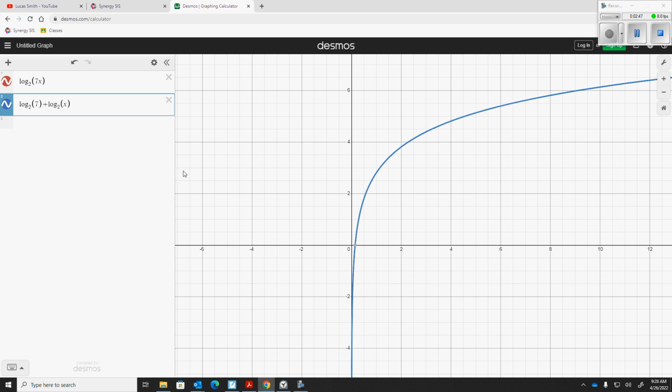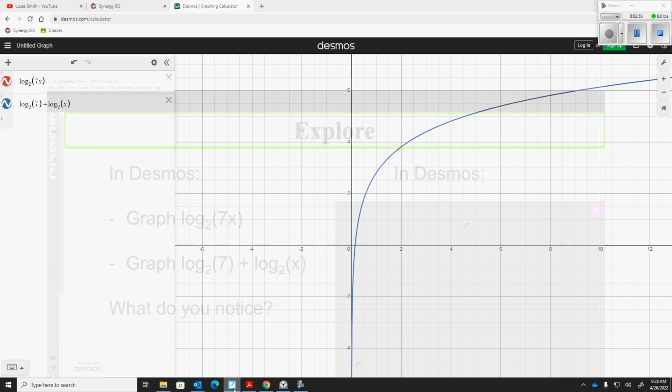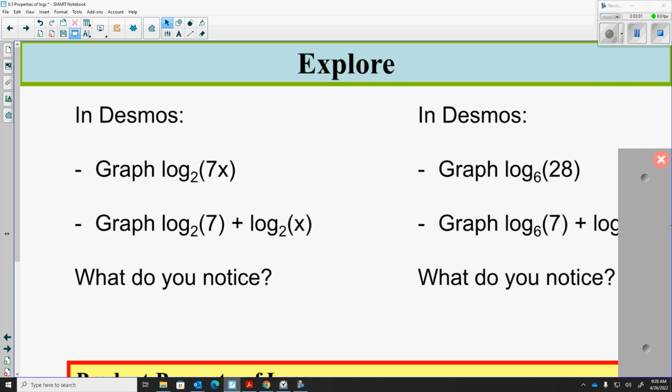So that means this thing and this thing are in fact the same thing. They're the same graph, okay? And that's kind of what we're getting after today. Guess what? These are also the same thing. I'm not going to show you, but those are the same thing.